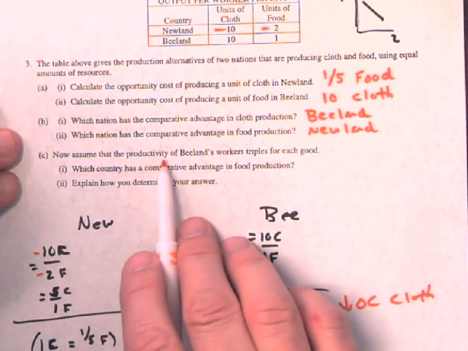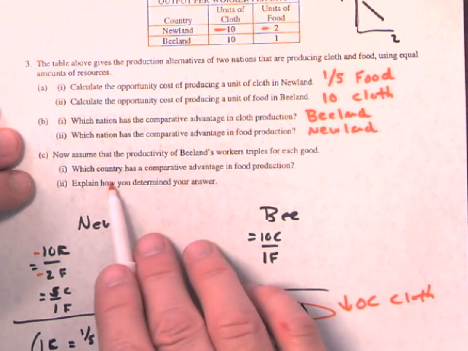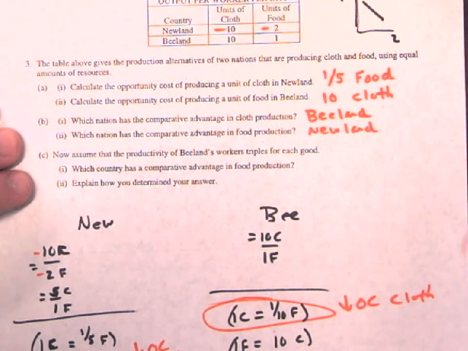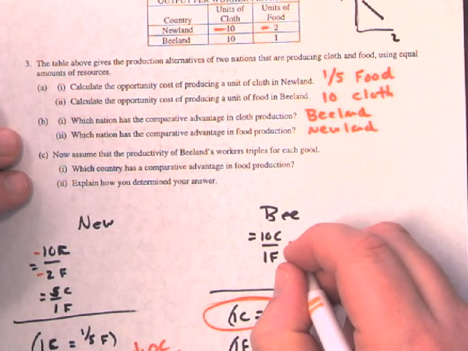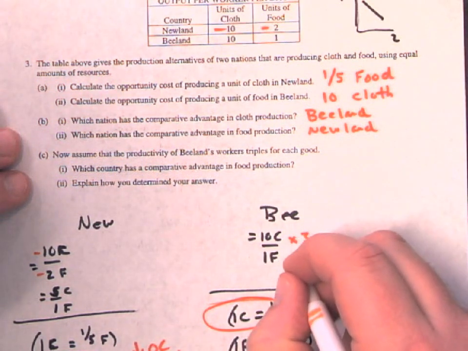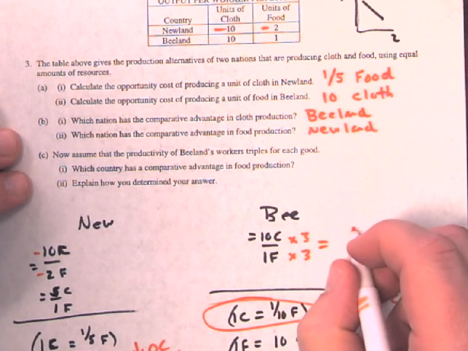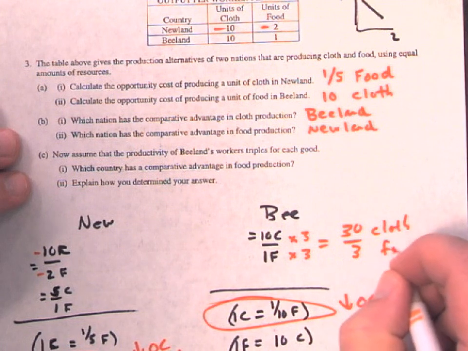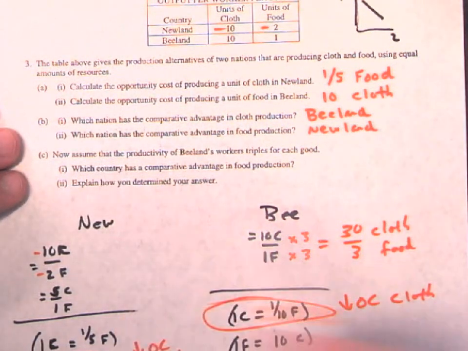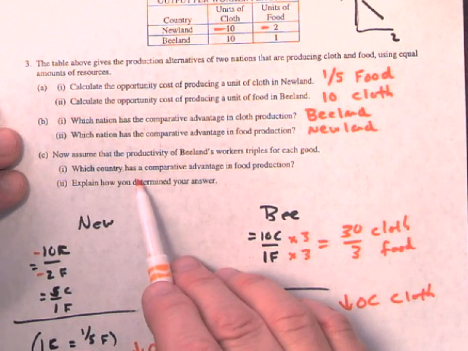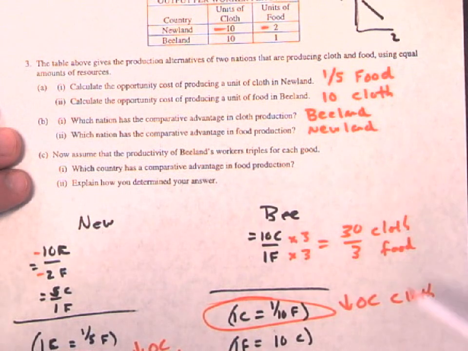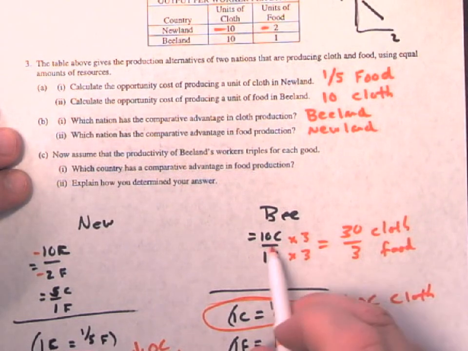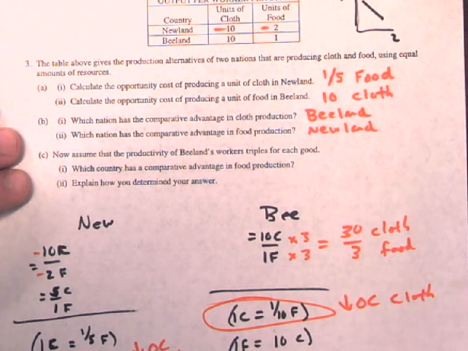Now assume that the productivity of Beeland's workers triples for each good. Which country has comparative advantage in food production? Okay, if we look at Beeland and we triple their production of each unit, those are both going to be times 3. That's going to equal 30 over 3 for cloth and food. If they triple theirs, which country has comparative advantage in food production? Well, we already solved that, and I know that 30 and 3, if they triple both, is still a 1-to-10 ratio. So this doesn't really change.